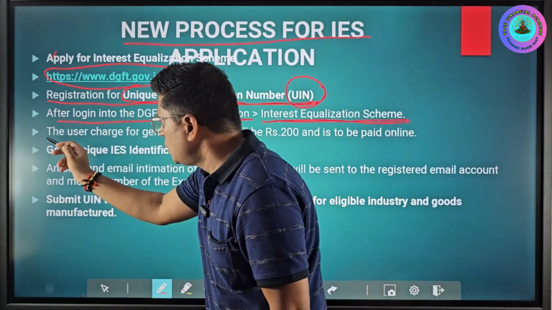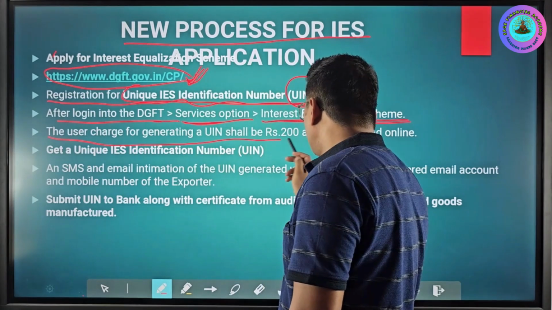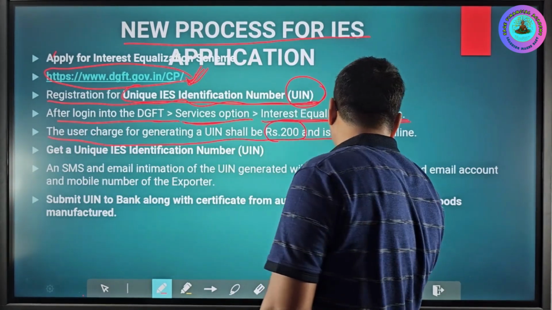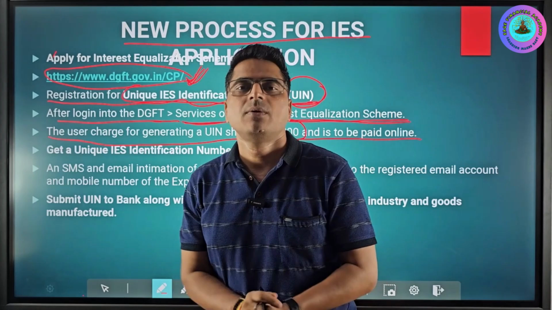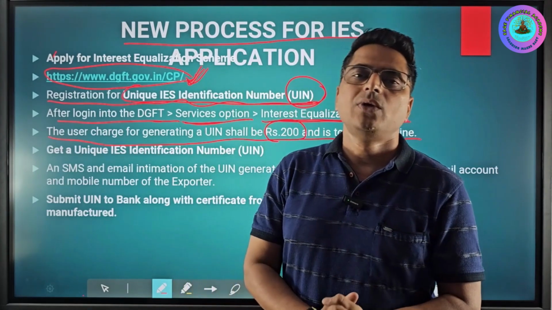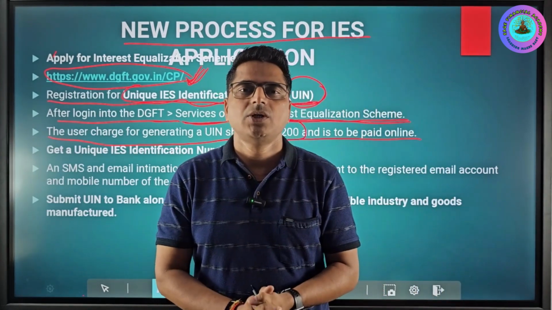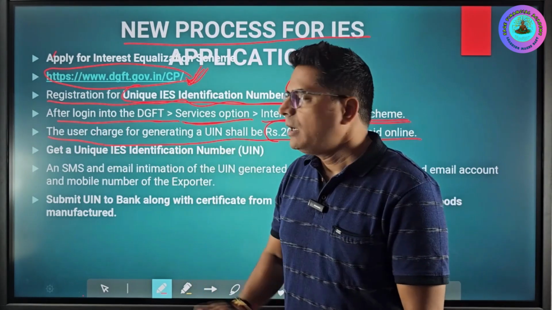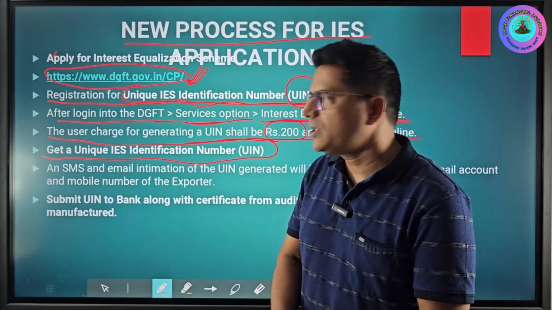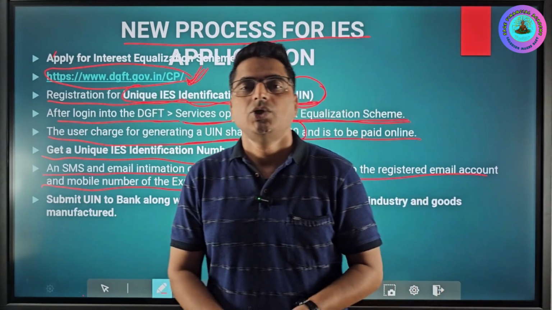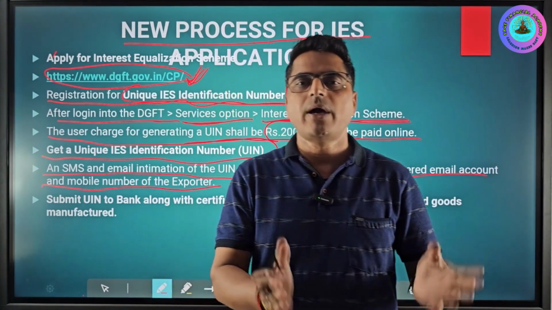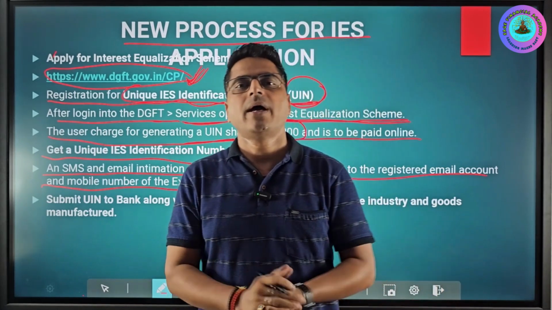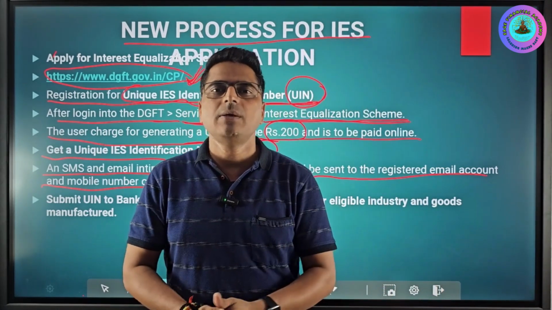For that you need to pay 200 rupees as an online application fee. You must pay the fee as well to register and apply for the unique IC number. After registering and paying, you will get the unique identification number. Post registration, you will get the details on your mobile number via SMS or to your email ID.